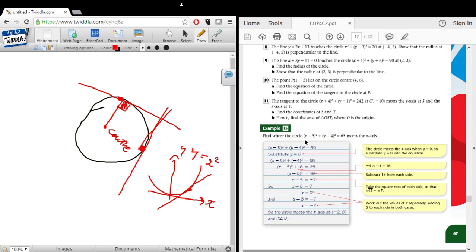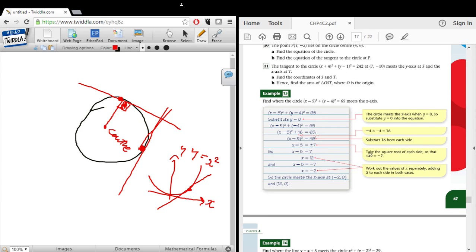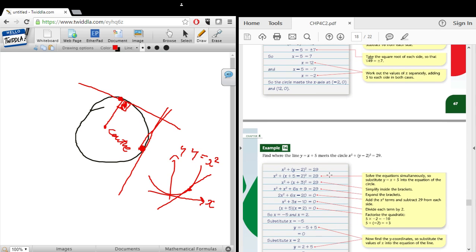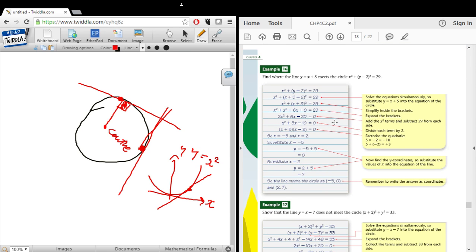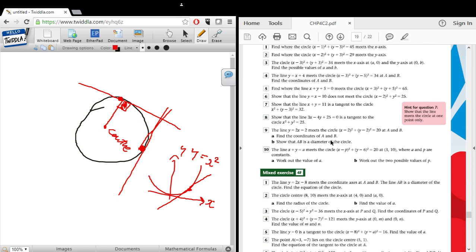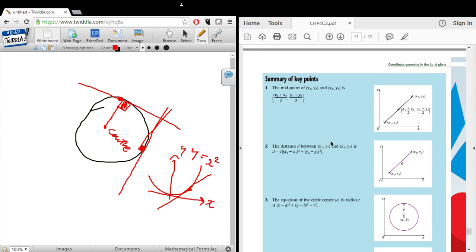Example 15, find where the circle meets the x-axis. So again, you just take the equation of the circle, and you know that when it meets the x-axis, y is equal to 0, and so you rearrange and find x. Example 16, 17, all very simple. And here you have mixed exercises, which symbolizes the end of the chapter.